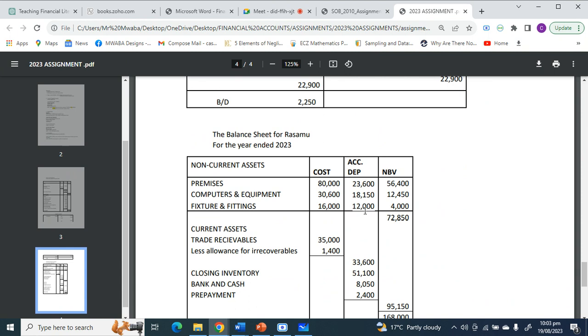So as I said, as this accumulated depreciation increases, the net book value of the equipment goes down. To get the net book value, it is cost minus accumulated depreciation. So the accumulated depreciation is increasing, the net book value of the asset is going down, right? Because remember, depreciation is the loss in value of an asset over time. So it's 80,000 minus 23,600, 56,400.